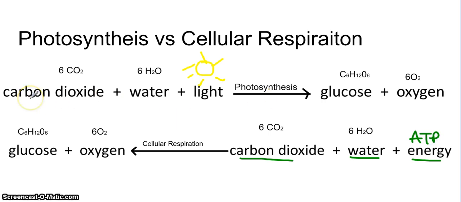Now if we look, the reactants for photosynthesis are the products of cellular respiration. And then we look at photosynthesis products. We have glucose and oxygen. The products of photosynthesis are going to become the reactants of cellular respiration. We take this glucose and we put it into cellular respiration, take the oxygen and put it into cellular respiration, and we get out the products of cellular respiration, which will then turn to be the reactants of photosynthesis.